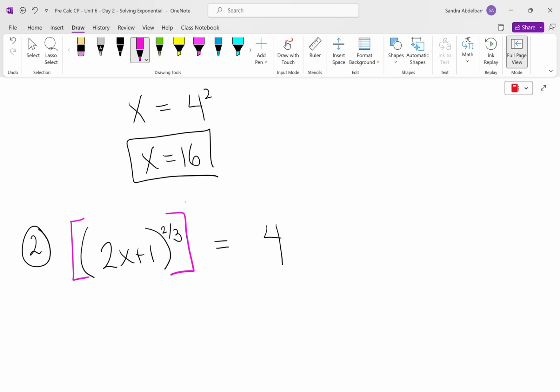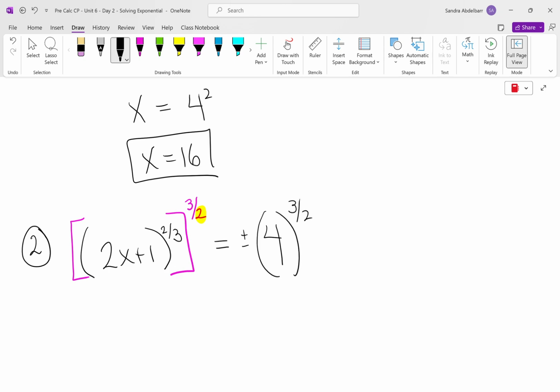All right, to start, I need the exponent to be 1. So what am I going to raise both sides to? So it's raised to the 2/3. I need the reciprocal, which is? Good, 3 over 2.